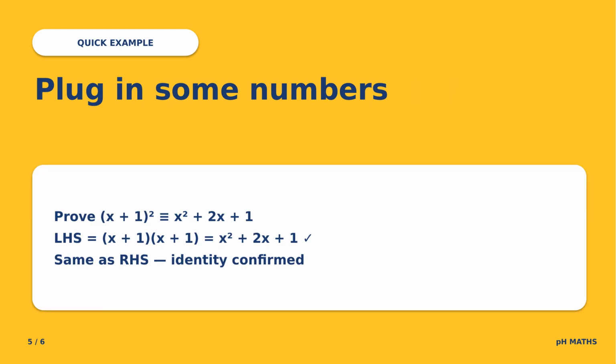Quick example. Prove that (x + 1)² is identically equal to x² + 2x + 1.